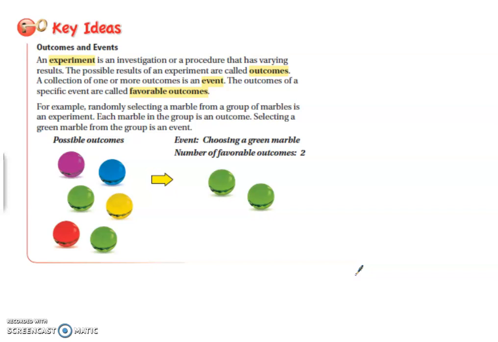The possible results of an experiment are called the outcomes of that experiment. A collection of those outcomes is called an event. And the outcomes of a specific event are called favorable outcomes.